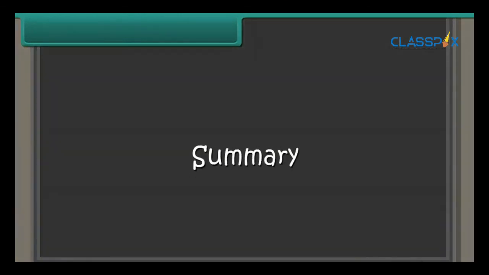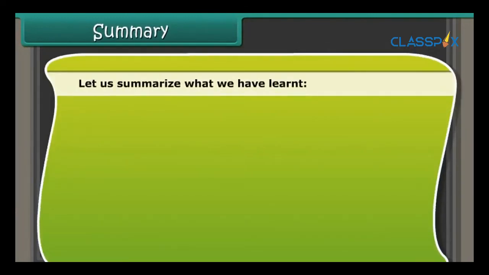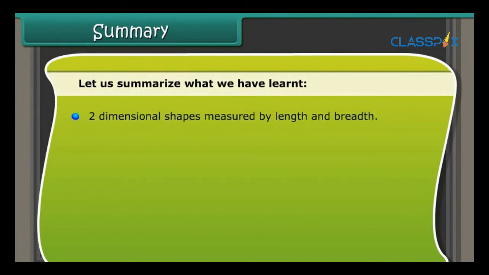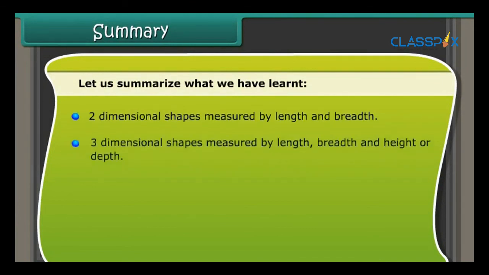Summary: let us summarize what we have learned. 2-dimensional shapes are measured by length and breadth. 3-dimensional shapes are measured by length, breadth and height or depth. 3D objects have different views from different positions.